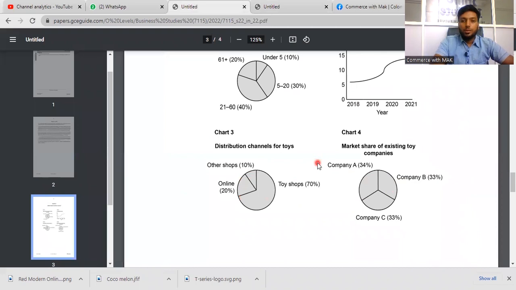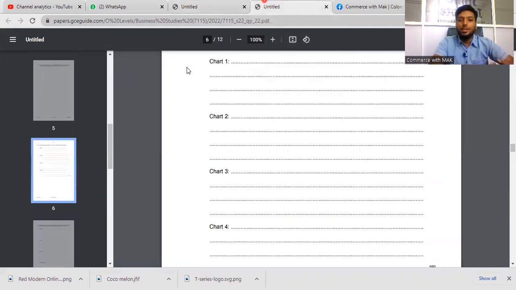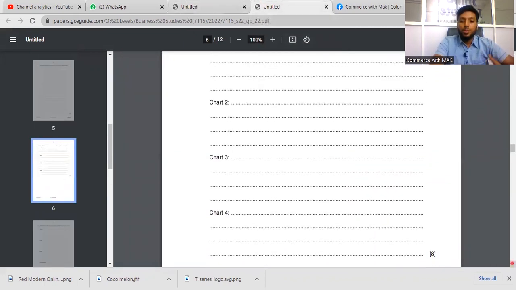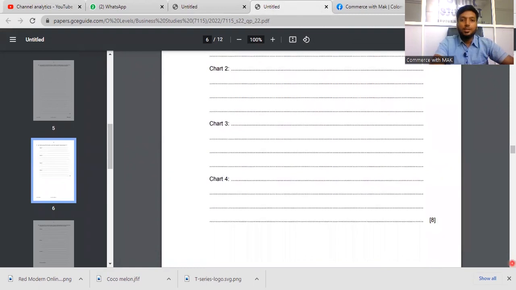The last one on this particular question, market share of existing toy companies. You have company A, company B, and company C. Now here you are able to understand who your competitors are. So by understanding who your competitors are, it's easy to place your product, because knowing your competitors is very essential when it comes to a market.